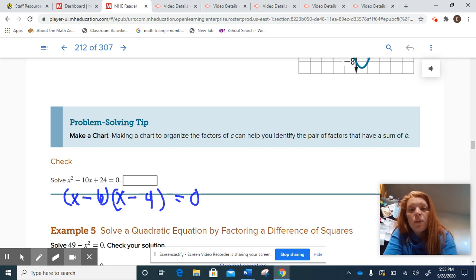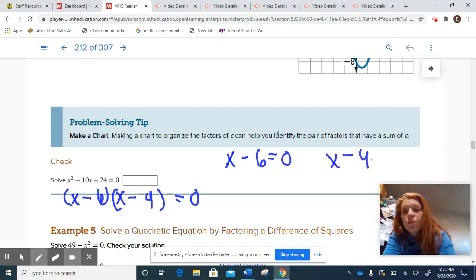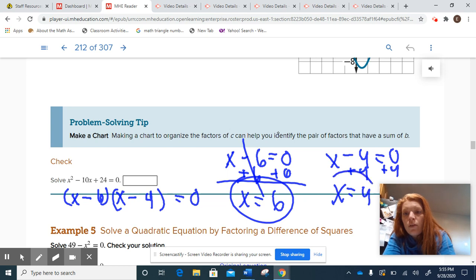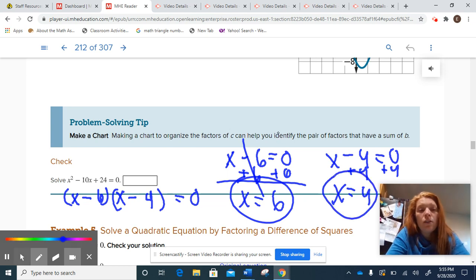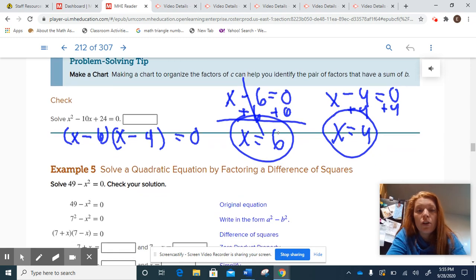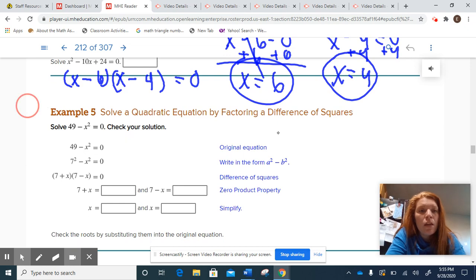To solve, we split them and set them both equal to 0. Okay, add 6, add 4. So I get x equals 6, x equals 4, and those are my two answers. Remember, if I wanted to put these on a graph, they would appear on the x-axis. Those are your roots.